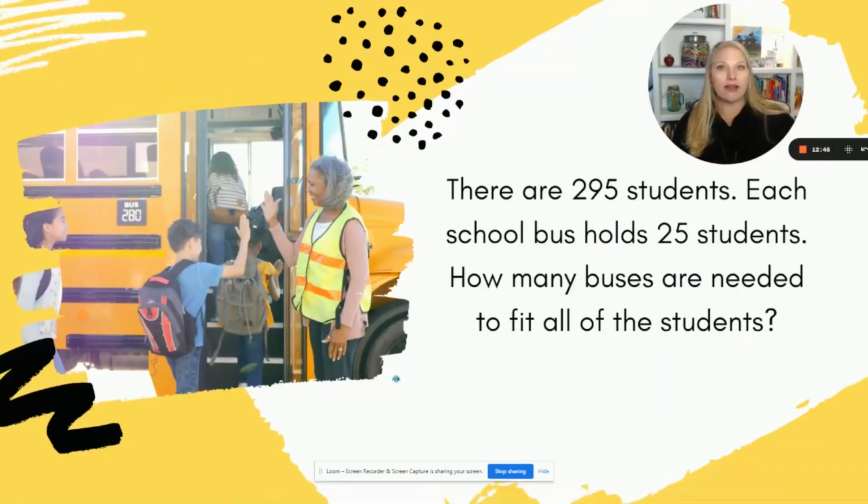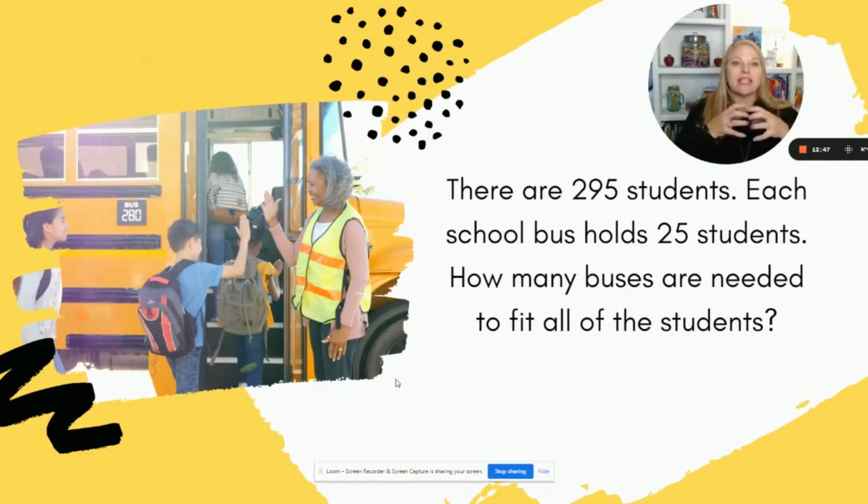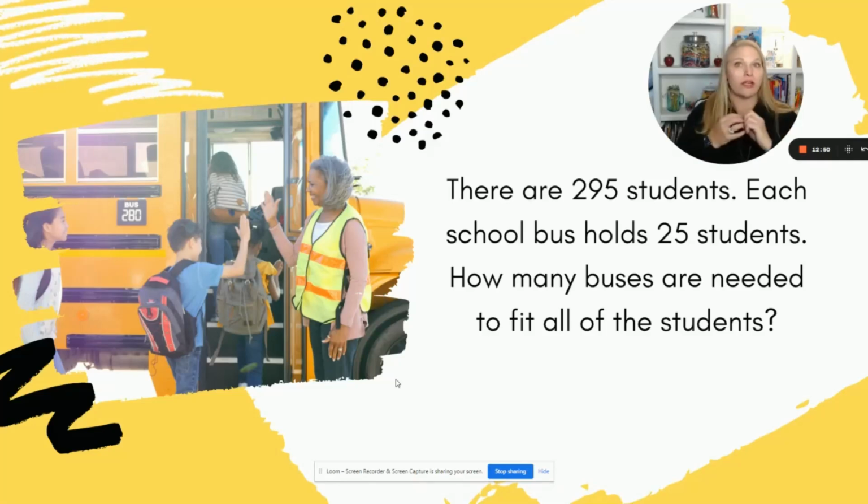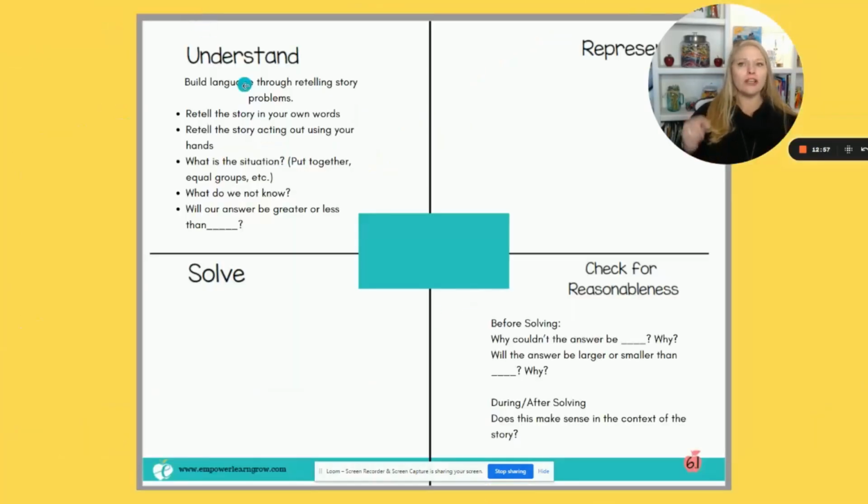So 295 students. Okay, show me the students, right? It says each school bus holds 25. So 25 here. Now what do we know? Well, then you have to do another 25. Now what do you know? Oh, you have to do another 25. Okay, great. So we know it shares equally. So understanding. We're going to build language through retelling.